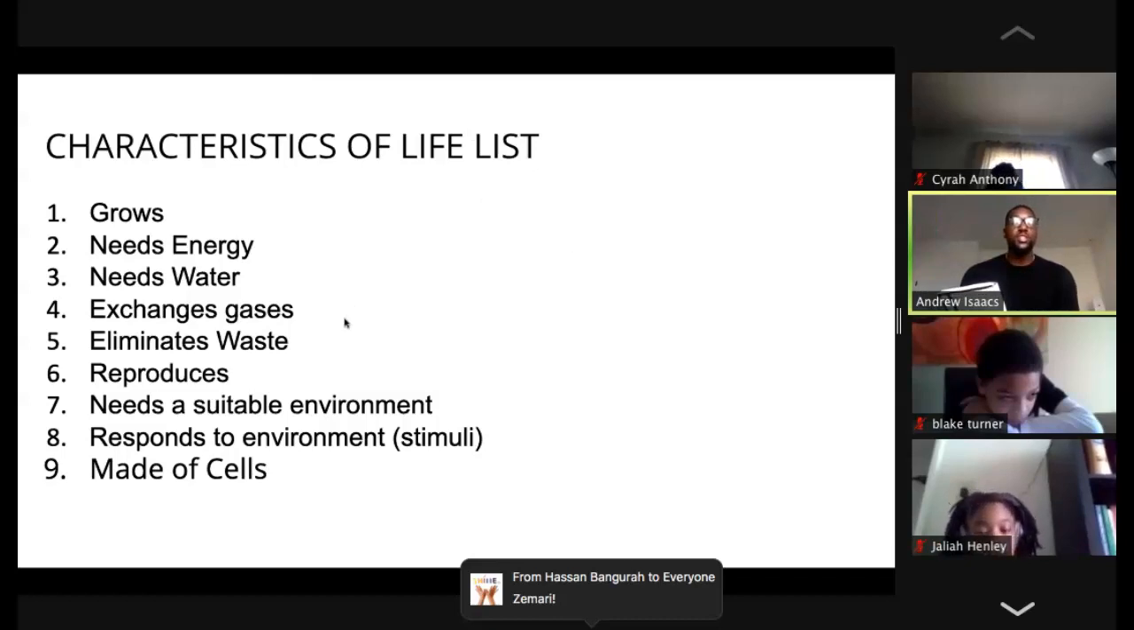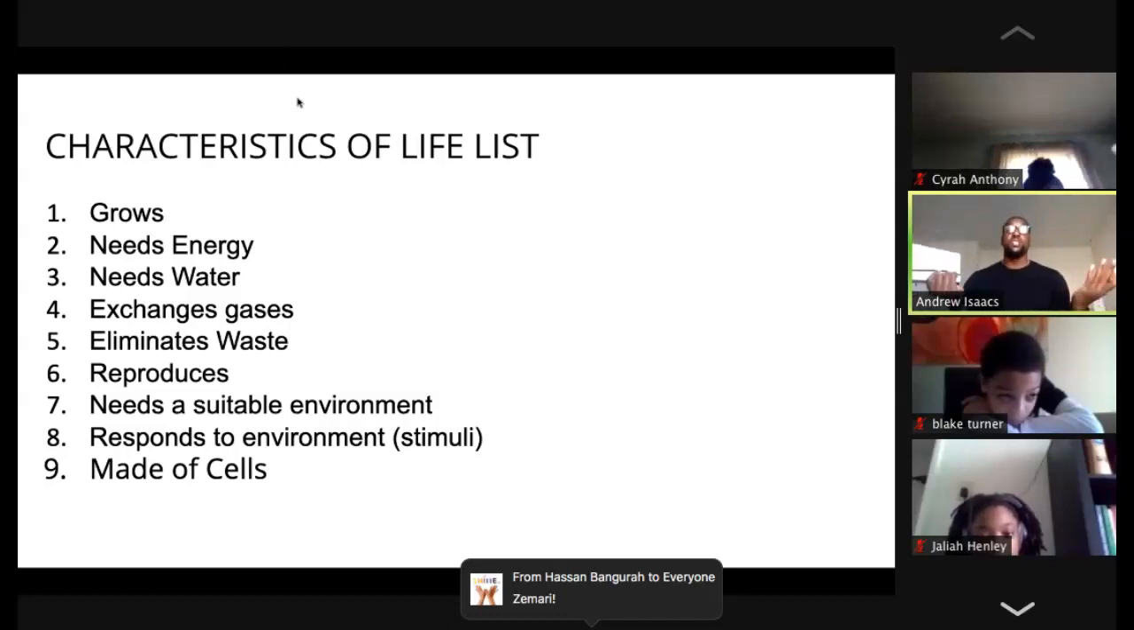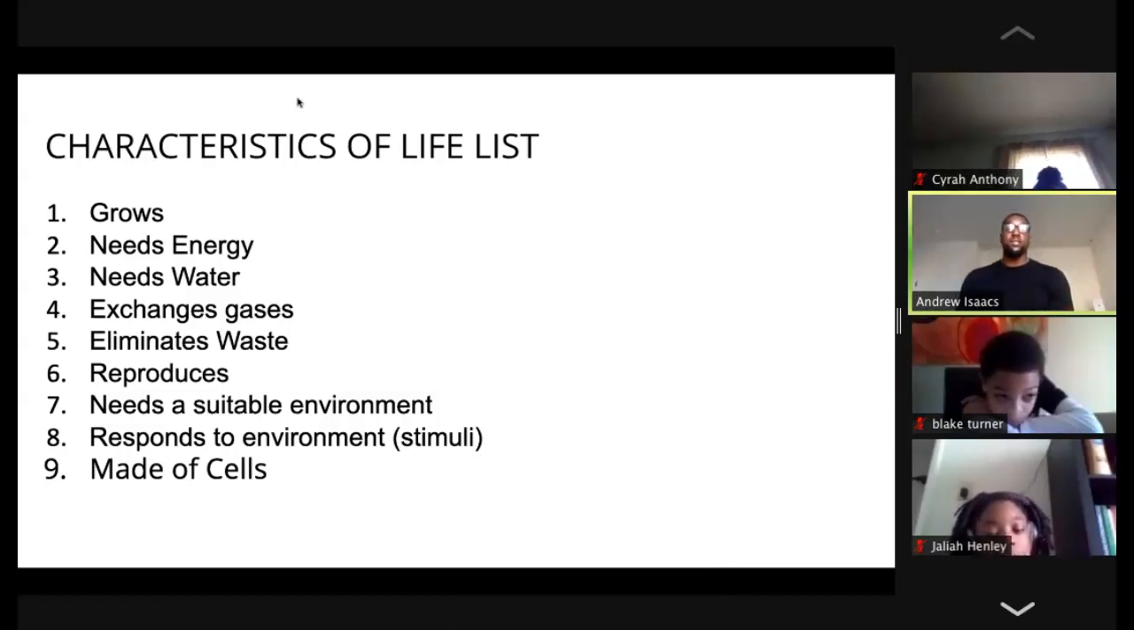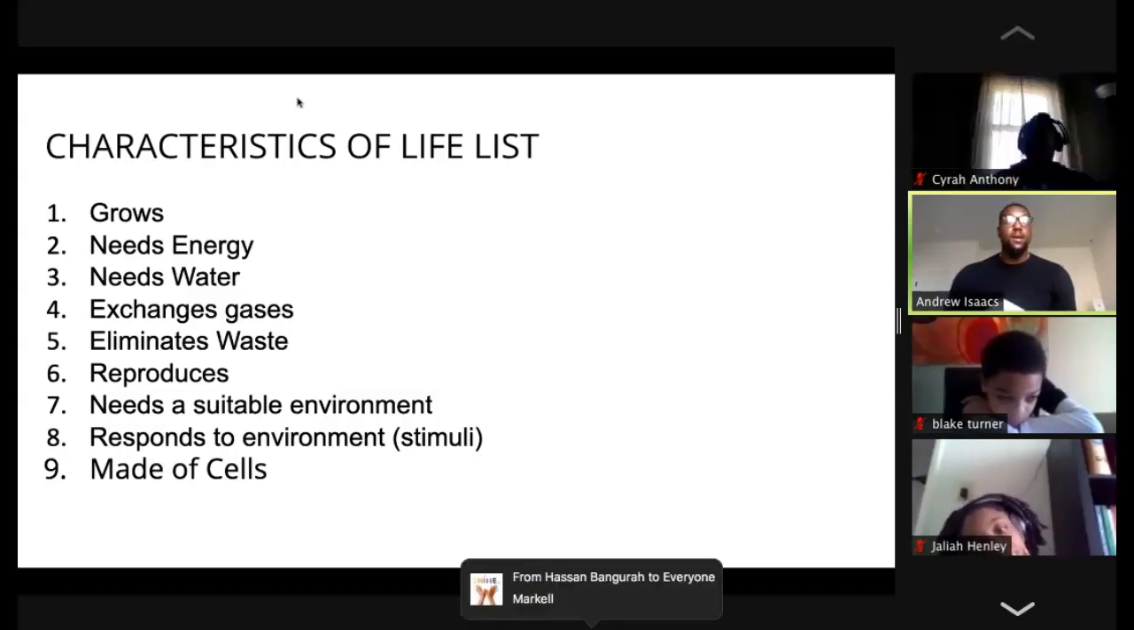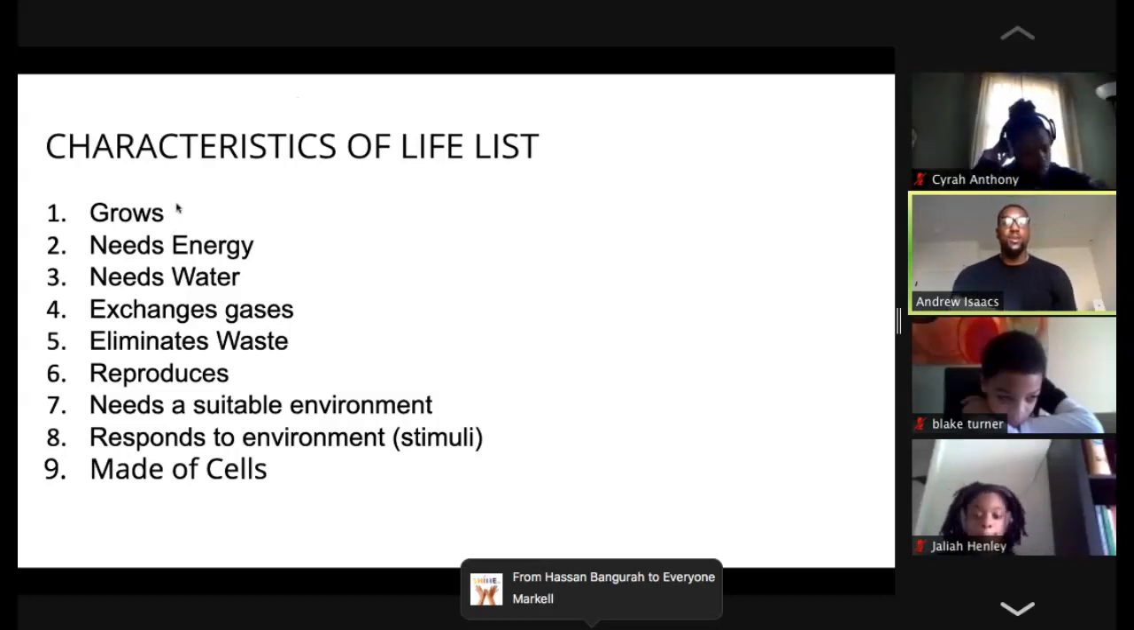And then we saw exchange gases. Does bacteria exchange gases? So far from what we know, does it exchange gas? Bacteria, yes, no? Leah, how do you know it exchanges gases? How do you know that?